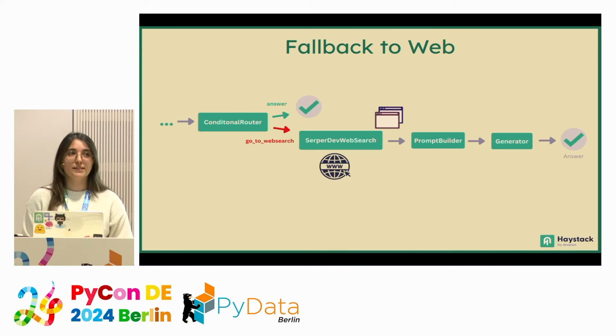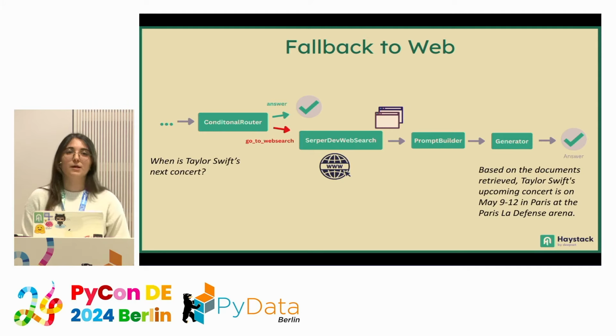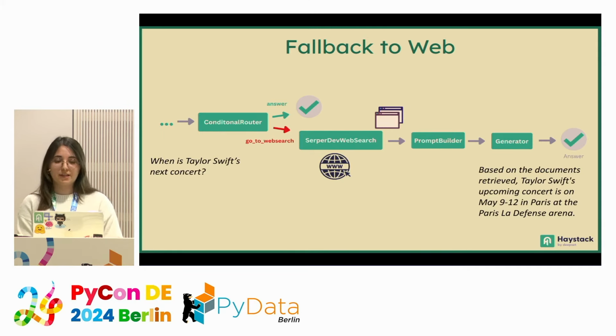This is a component that can accept the query and uses that query to make a web search, like we do with Google. And then it returns some relevant information retrieved from the web. And the rest is basically like a RAG pipeline. We have the relevant documents, we have the query, our prompt builder can again generate the prompt, and the generator will hopefully generate the answer. So in an example like this, when we ask when Taylor Swift's next concert is, we can easily get the answer coming from the web with the very latest information.